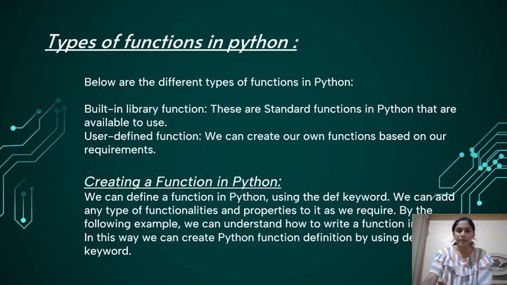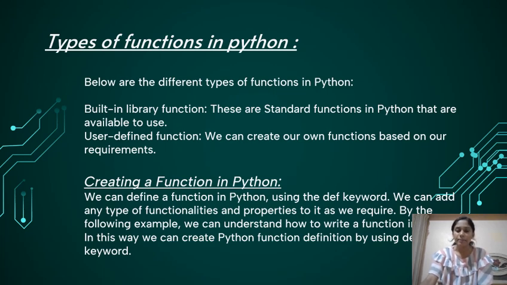Types of functions in Python. Below are the different types of functions in Python. Built-in library functions. These are standard functions in Python that are available to use. User-defined functions. We can create our own functions based on our requirements.